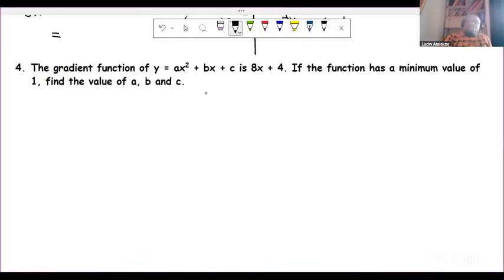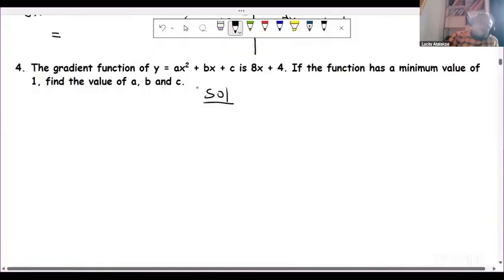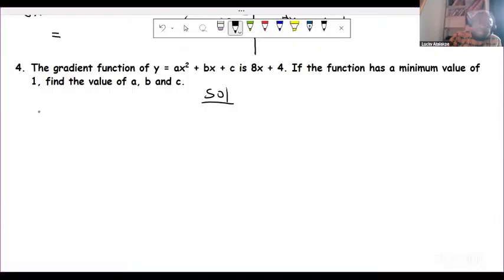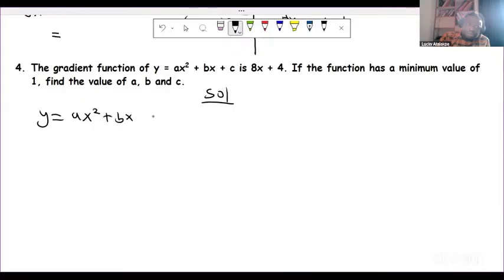Now, the next question is straight to the point. We're given that the gradient of the function y equals ax squared plus bx plus c is 8x plus 4. What does this imply? It means that if I differentiate this, I'm going to get 8x plus 4, right? That is assuming I know what a, b, and c are. If I differentiate it, I'm going to get something of this nature.